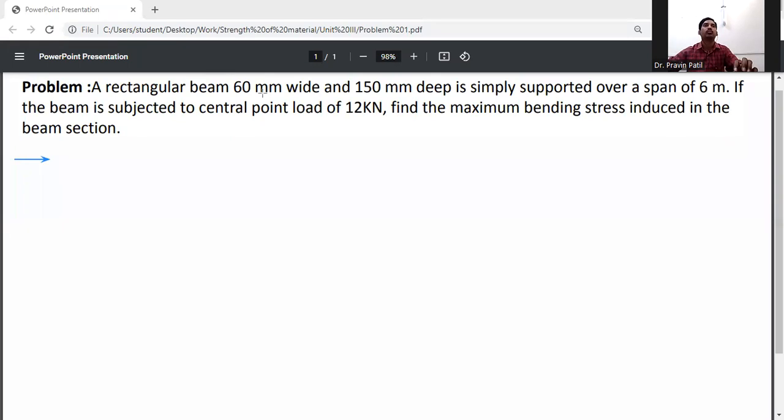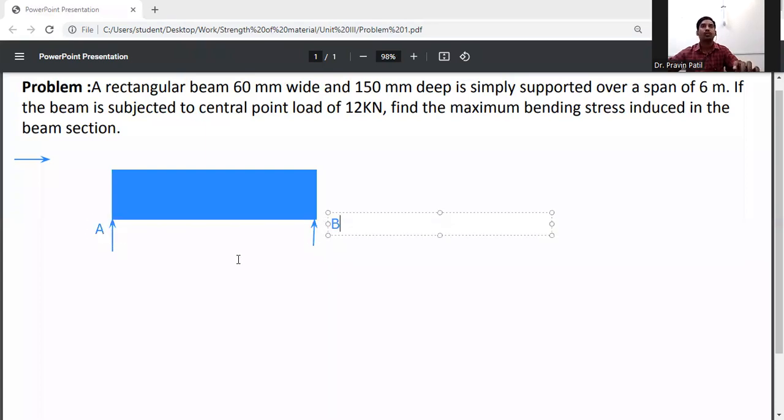So the beam is simply supported, and a central point load is given. The cross section of the beam is 60 by 150 mm. This one is a simply supported beam, supported at A and B. This is point A, and this one is point B.